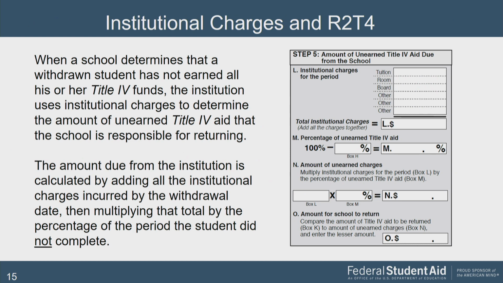And this is a little bit of an explanation about how this works. The institutional charges category in the R2T4 calculation essentially limits the amount that an institution has to return when a student has unearned funds.